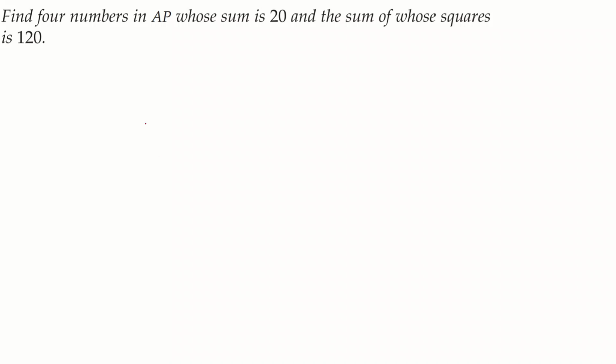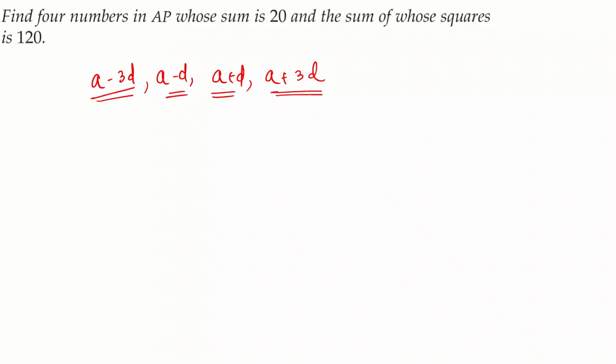Okay, so if they are giving you four numbers, take these as your numbers: A minus 3D, A minus D, A plus D and A plus 3D. Confused? Okay, so you see that these four numbers are also in AP, and instead of D as being the common difference, my common difference is actually 2D. If you add 2D in here, you get A minus D. If you again add 2D, you get A plus D, and if you again add 2D, you get A plus 3D. So I have just tweaked my numbers a little bit.